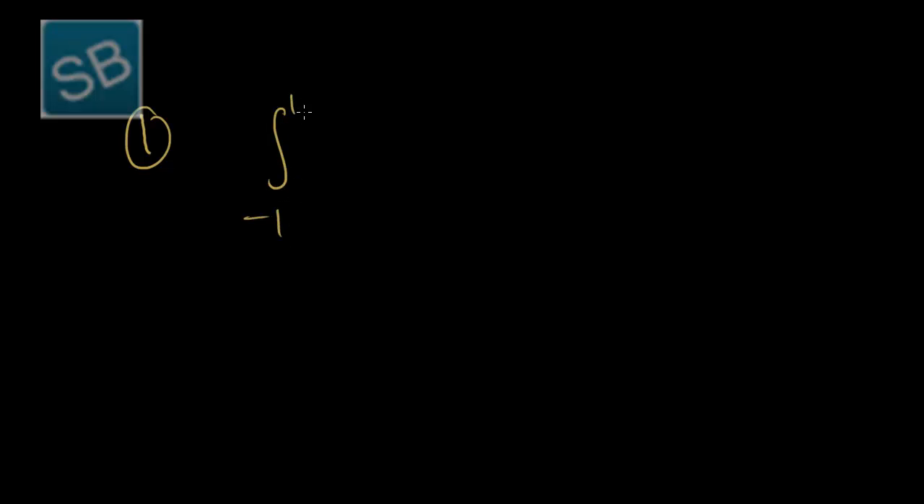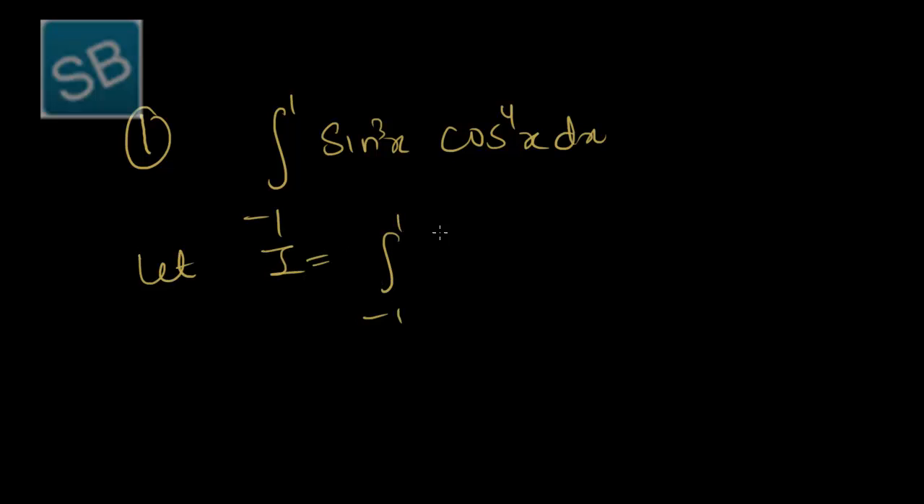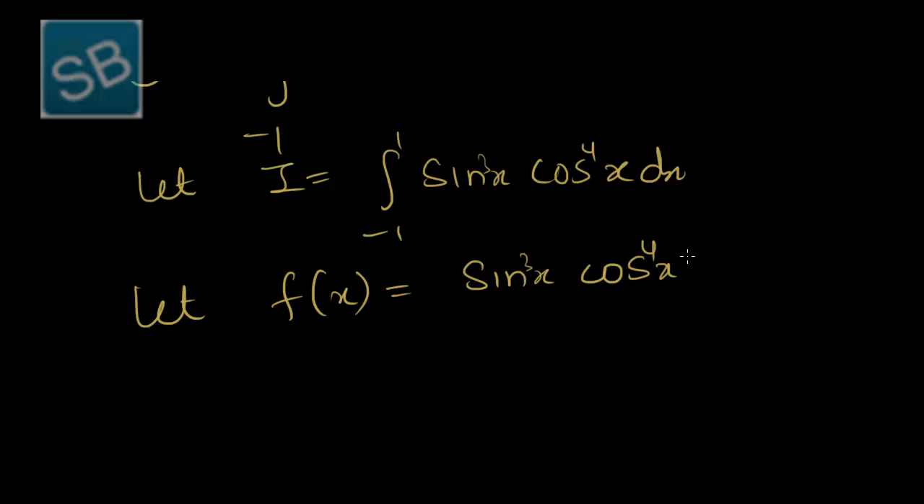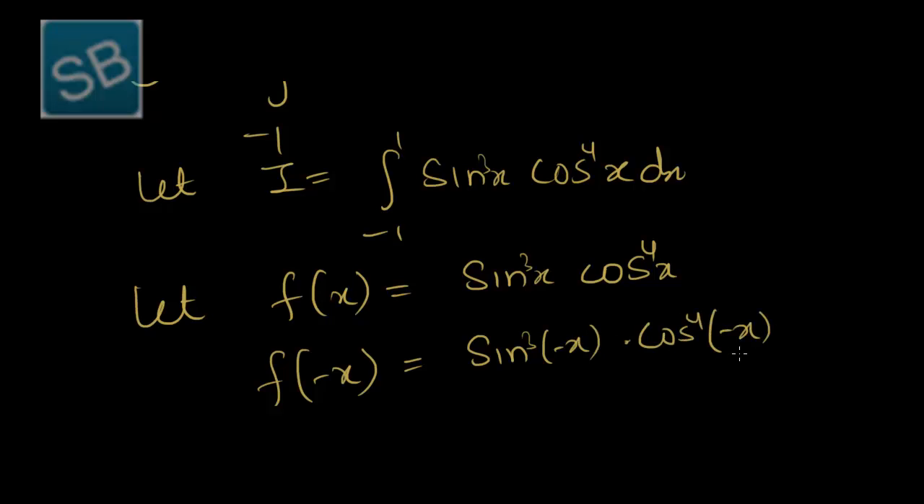Find the value of the integral from minus 1 to 1 of sine cube x cos raised to power 4x dx. So let I is equal to the integral from minus 1 to 1 of sine cube x cos raised to power 4x dx. Let f of x is equal to sine cube x cos raised to power 4x. So f of minus x is equal to sine cube of minus x into cos raised to power 4 of minus x.